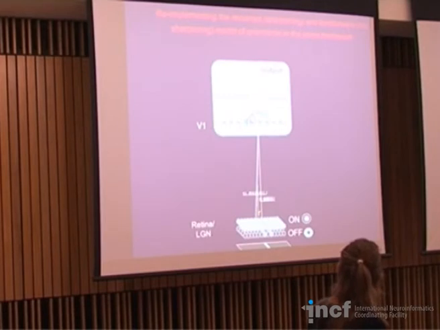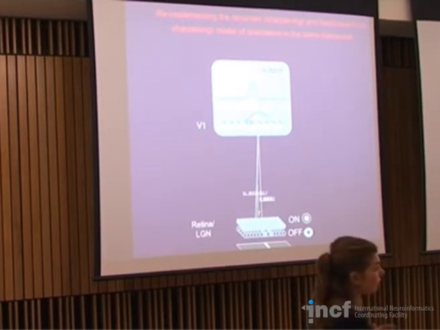So one model, the sharpening model, was based mostly on recurrent connectivity, whereas the other model assumes more of a feed-forward scheme where orientation selectivity would be given by the thalamus and just modified slightly in the visual cortex.